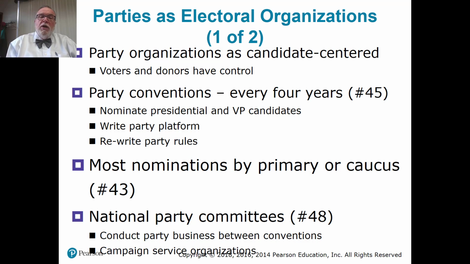They also write a party platform on things like immigration or abortion. And then they rewrite their party rules. So: nominate, write platform, and rewrite rules. The Democrats, for example, rewrote the rules in 2012 to permit superdelegates, which gave Hillary Clinton a huge advantage over Bernie Sanders.